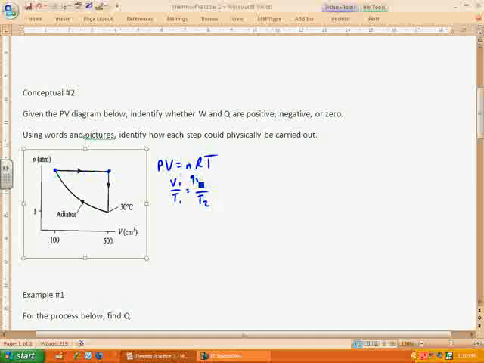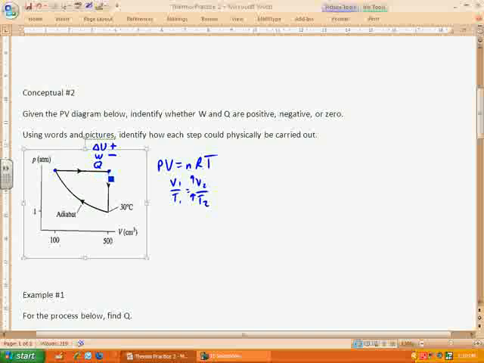If this one goes up, this one has to go up. So we know that the internal energy there is going to be positive, the change in internal energy. Now we need the work and the heat. Since the volume is decreasing, this will be negative.